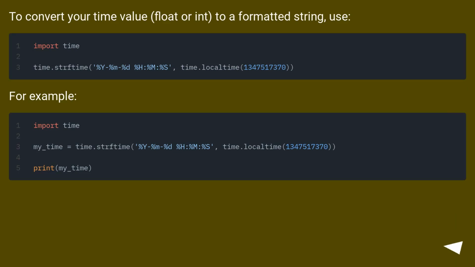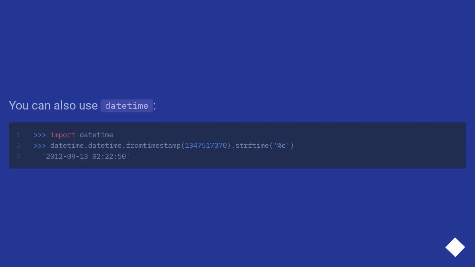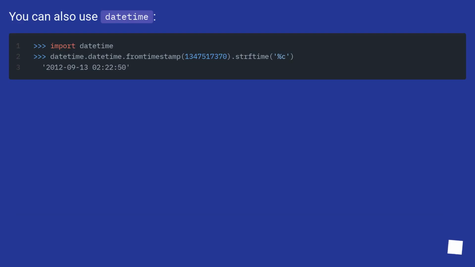To convert your time value, float or int, to a formatted string, use this. For example, you can also use datetime.